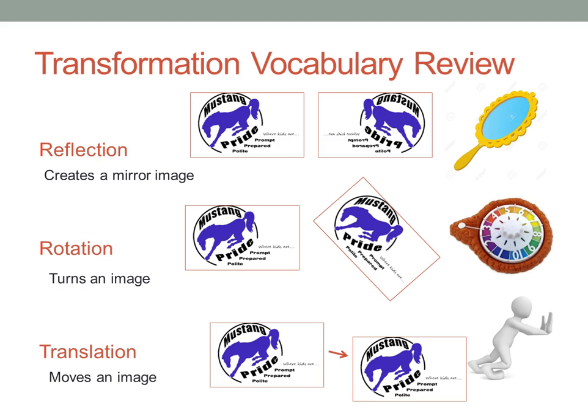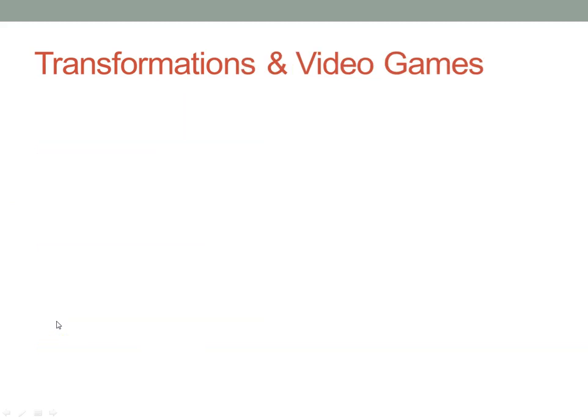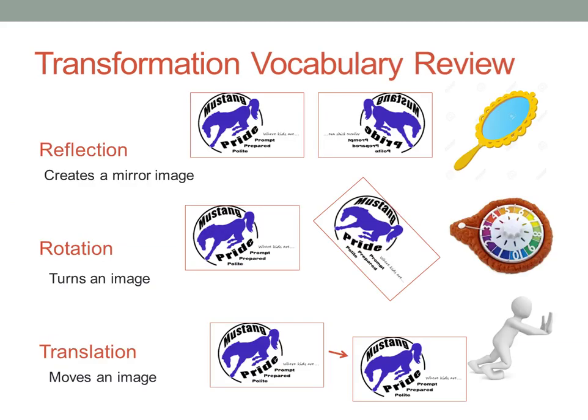Quick refresher. Transformation vocabulary. We need to know reflection. It's like you're looking in a mirror, so the images you can see here reflect each other. Rotation, that's when you're turning something. You can see we turn the Mustang Pride logo. And translation is when you move something. You need to know these three things: reflection, rotation, and translation. So all three of these things are called transformations.